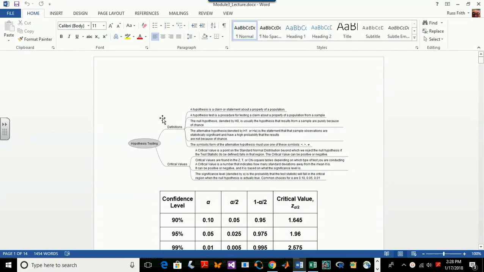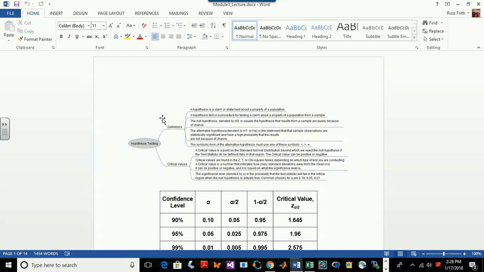A hypothesis is a claim or statement about a property of a population. Okay? A hypothesis test is a procedure for testing that claim about a property of a population from a sample. The null hypothesis, usually denoted by H sub 0, that's a typo, that should be subscript 0, is a hypothesis that results from a sample based on chance. So the null hypothesis is a result that comes from a sample that says that the property that you're trying to characterize the population with is a chance occurrence.